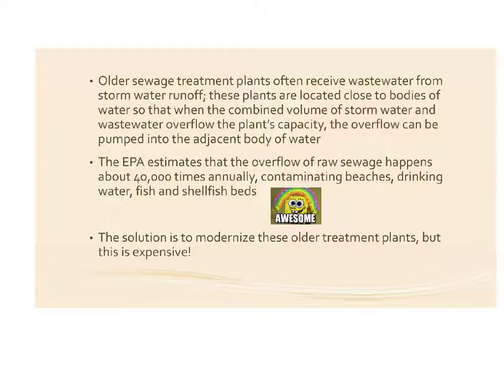water. The EPA estimates that the overflow of raw sewage from these older sewage treatment plants happens about 40,000 times annually, which contaminates beaches, drinking water, fish, and shellfish beds. Awesome. So the solution, of course, is to modernize the older treatment plants, but this is really expensive. It takes a lot to either retrofit these plants or to build new ones in their place.